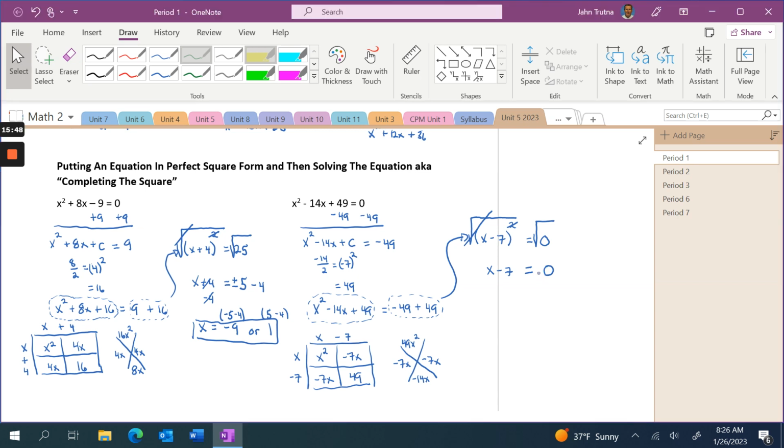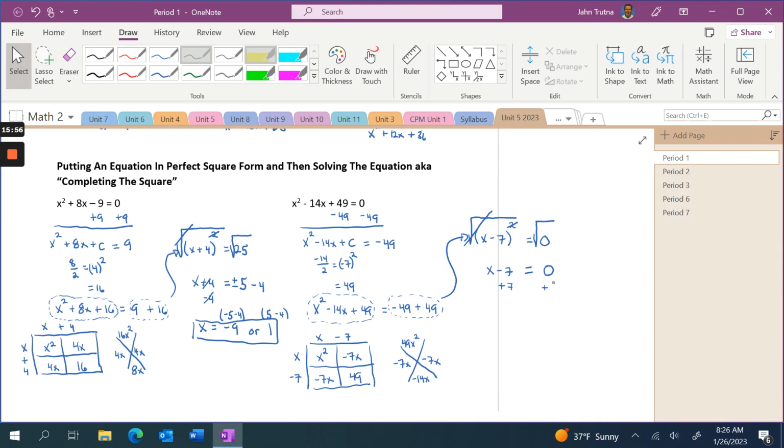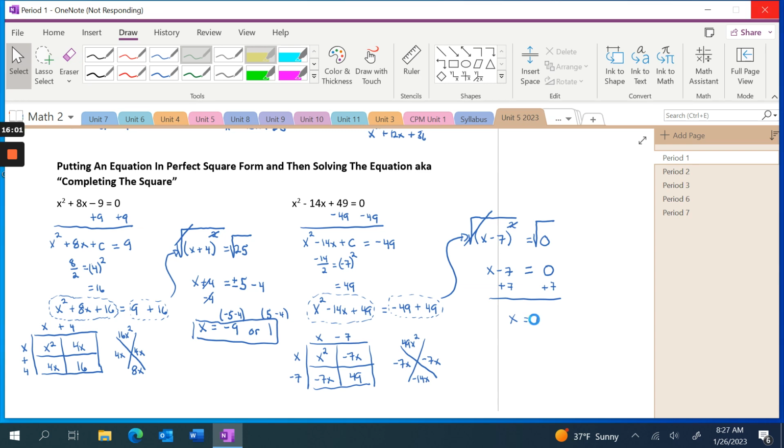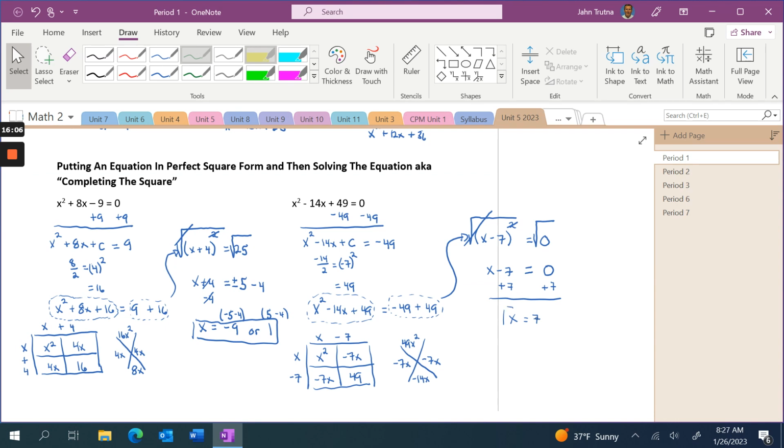It's just 0. Okay, continuing to solve, I add 7 to both sides of the equation, and for this particular equation, I get the solution of x is equal to 7. All right, so x is equal to 7, so this means there is only one solution to this problem. Okay, so there's 2 examples of how to put an equation in perfect square form, and then how to solve that equation using the strategy or the steps that we use. It's called completing the square.